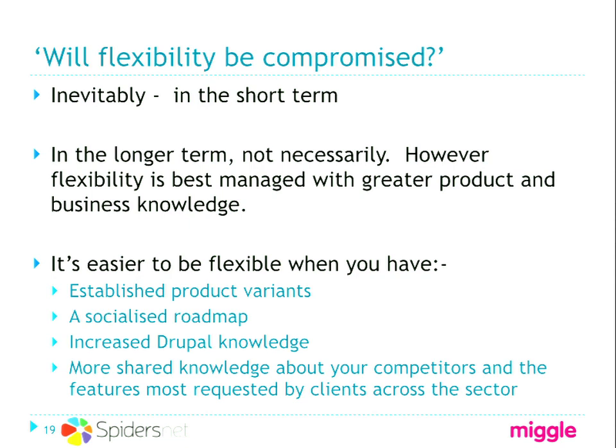However, to best manage that flexibility, we really feel that the best way to do that is to have a much greater product knowledge and also a much greater business knowledge and competitive positioning knowledge than what you might have in the first instance. And we think it's easier then to be flexible when you have established product variants. So you say, this Express product just has these particular features. The Advanced product has these features. The Elite one has these features and so on. To have a roadmap that says, this is how these product variants are going to grow over time. And ideally for that roadmap to be socialized, not just within the business, but potentially with clients as well.